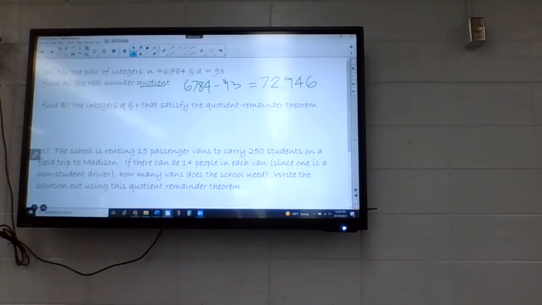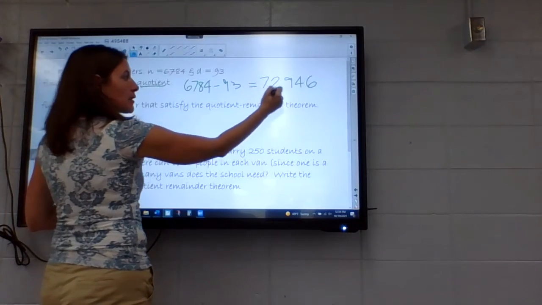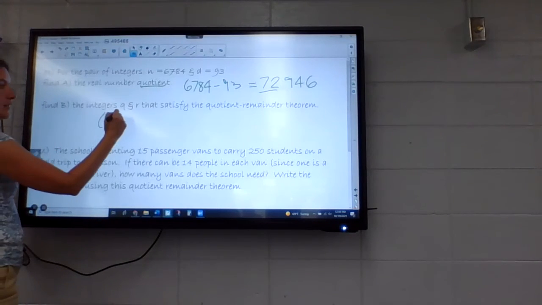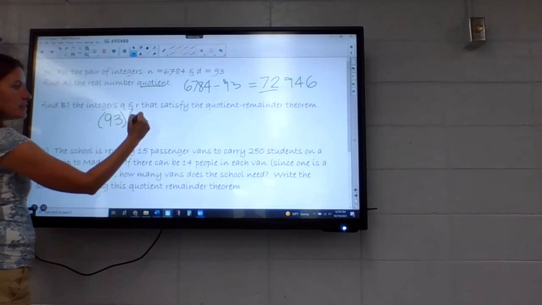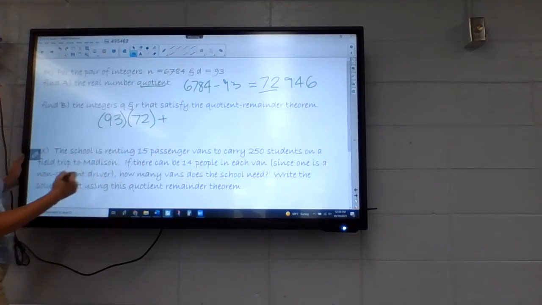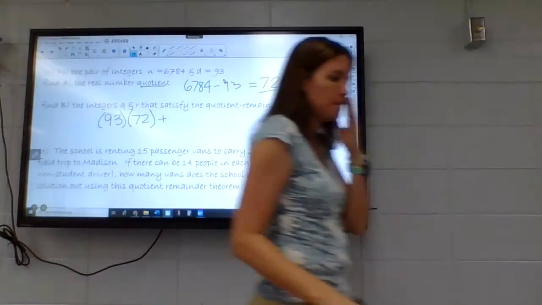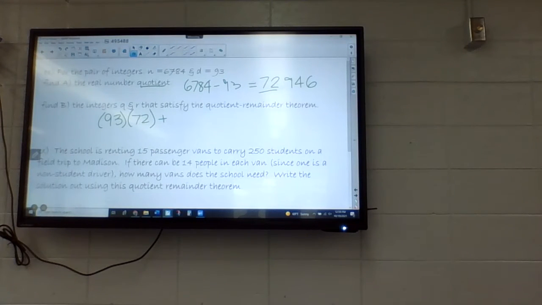So what we're going to do is rewrite this in a different way using that remainder idea. But I know already that 93 goes into this number at least 72 times. So that's the way we're going to write this. We're going to say 93 times 72 plus, and now this is where we're going to get the remainder from. So what we're going to do is basically figure out what 93 times 72 is. So grab your calculator for that.